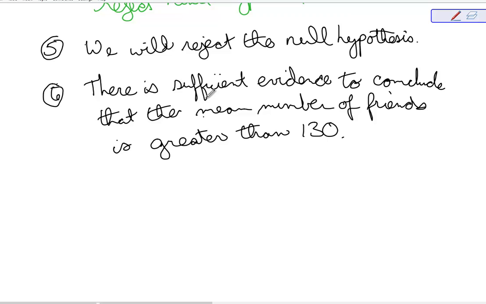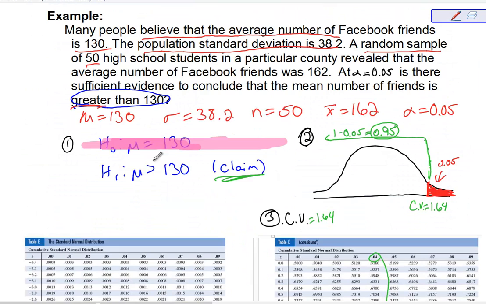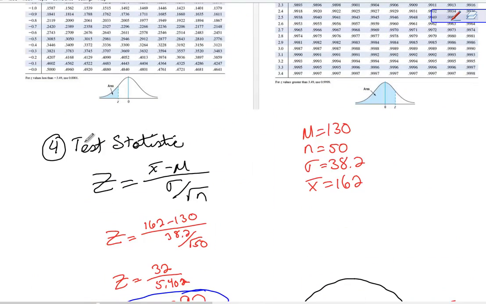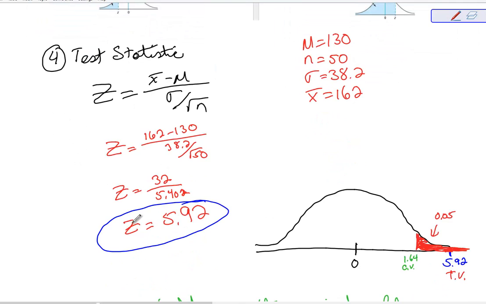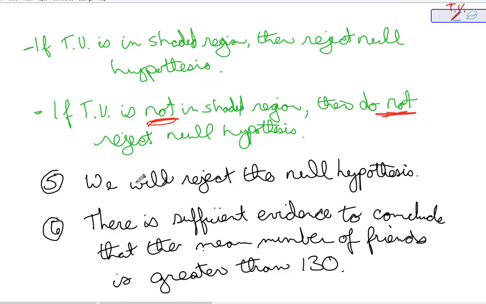Okay? So these are the 6 steps that you go through. We do the hypotheses, we draw our picture and find the critical value, we find our test value and put it on the chart with our critical value, then we reject or not reject the null hypothesis, and then we summarize our results.